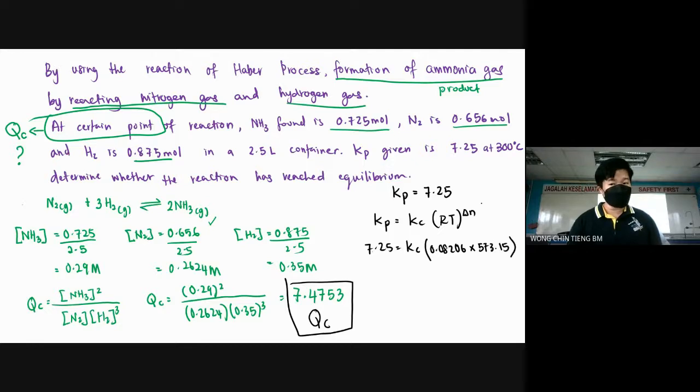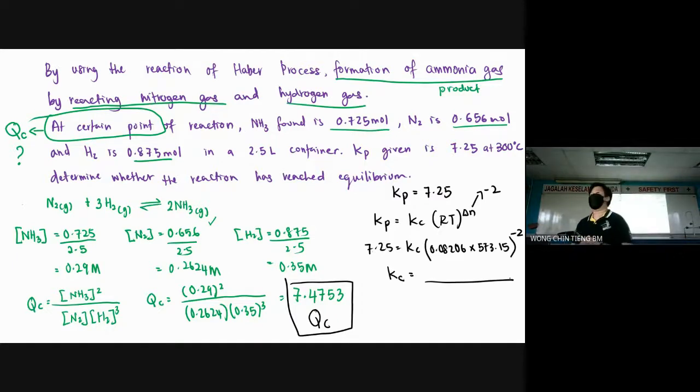Delta n? Delta n negative 2. Right? So this is the type of question that might come out in your objective later on if the question wants to ask about the quotient. And of course tutorial questions will come out.